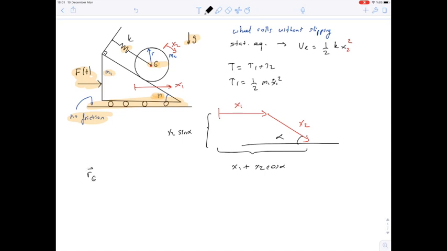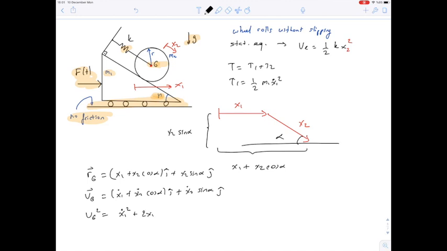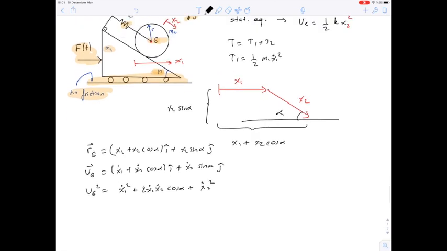So basically, r_G is x1 plus x2 cosine alpha in the i direction plus x2 sine alpha in the j direction. And v_G is x1 dot plus x2 dot cosine alpha in the i direction plus x2 dot sine alpha in the j direction. So v_G squared is x1 dot squared plus 2 x1 dot x2 dot cosine alpha plus x2 dot squared. Okay, very well.